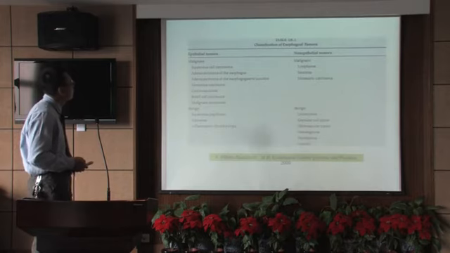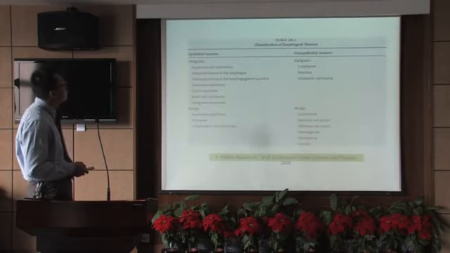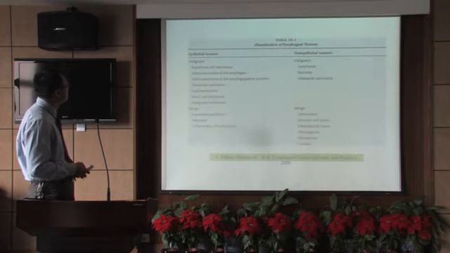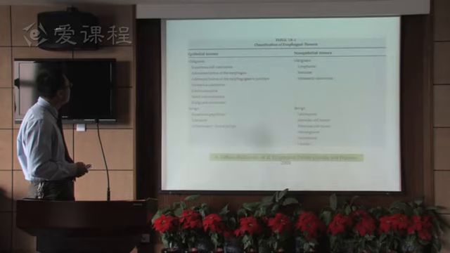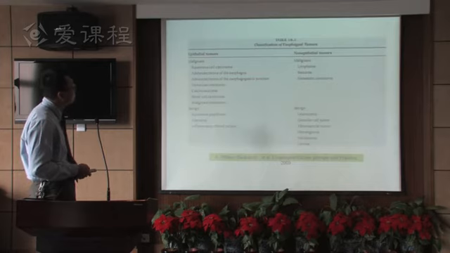This table is about the classification of esophageal tumors. The malignant epithelial tumors are mostly squamous cell carcinoma, then adenocarcinoma of the esophagus. There are non-epithelial tumors like lymphoma, sarcoma, and some benign tumors.